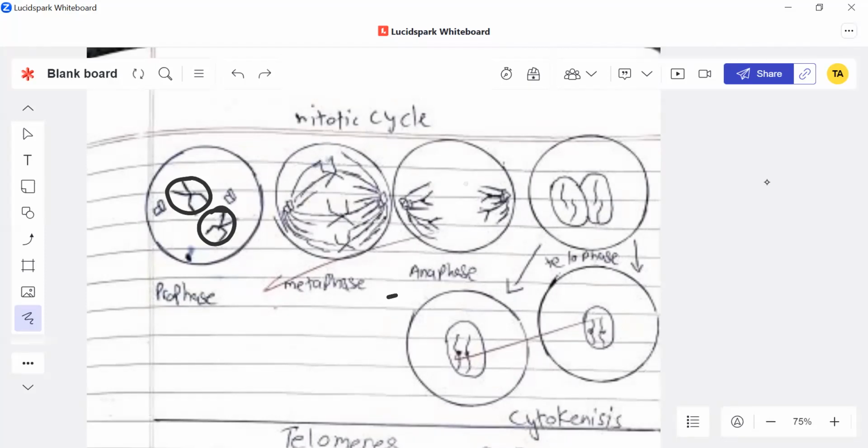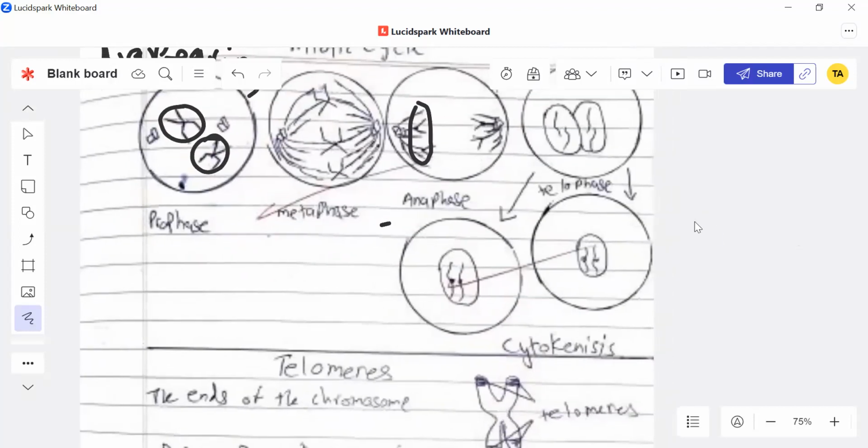And then in anaphase, the centrosomes start to pull the chromosomes so that they move to the opposite ends. And in telophase, they move to the opposite ends, and you will start to form the nucleolus and the nuclear envelope. So the nucleolus and nuclear envelope will start to reappear here. Here in prophase, it was disappearing. In telophase, it's reappearing. So after telophase comes something called cytokinesis.